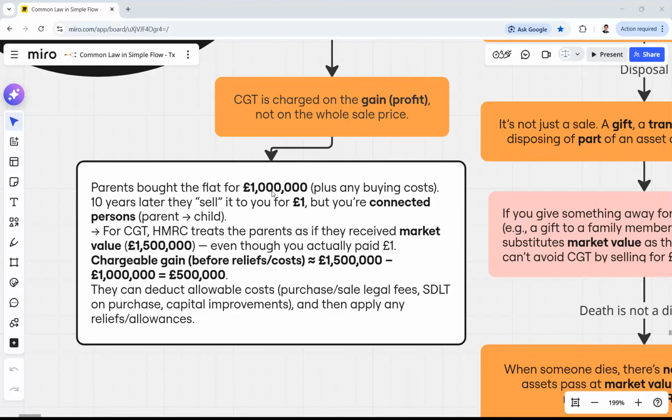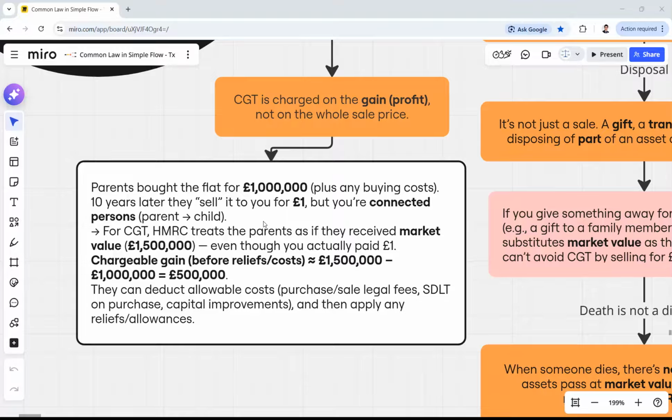Parents bought the flat for £1 million plus any buying costs. 10 years later, they sell it to you for £1, but you are a connected person, parent-child. For CGT, HMRC treats the parents as if they received market value, £1.5 million, even though you actually paid £1 only.